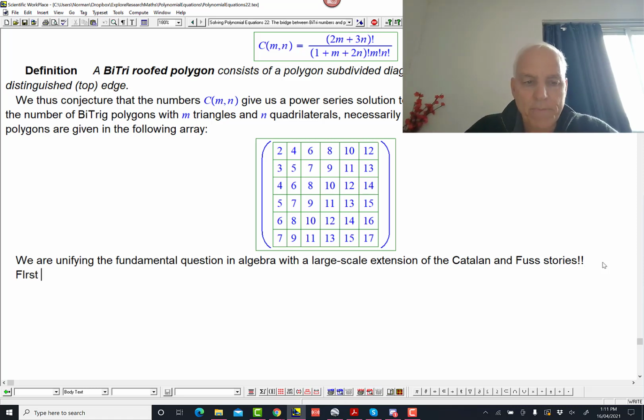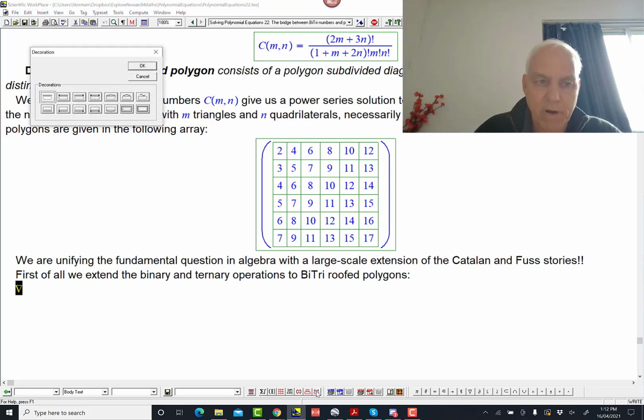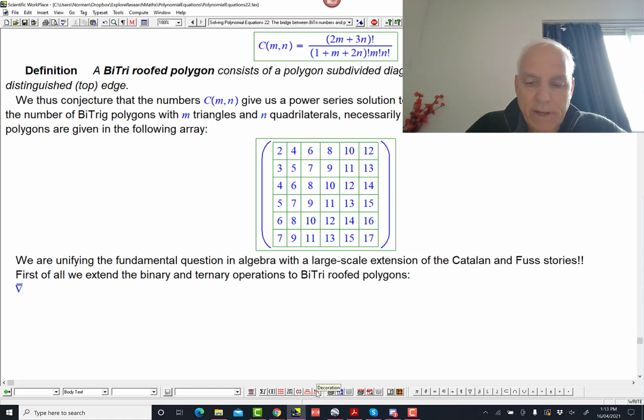So first of all, we extend the binary and ternary operations to these bi-tri-roofed polygons. All right, so let's grab our triangle symbol. We are going to take this upside down triangle with a bar on top, and we're going to now define P and Q, this binary operation.